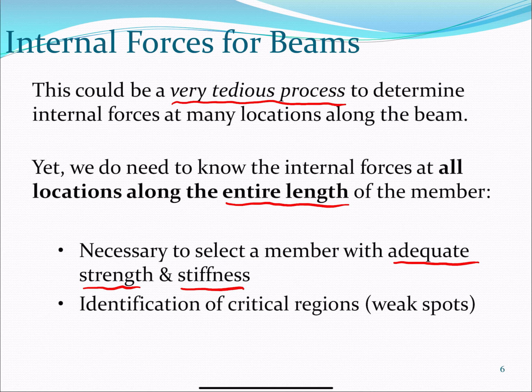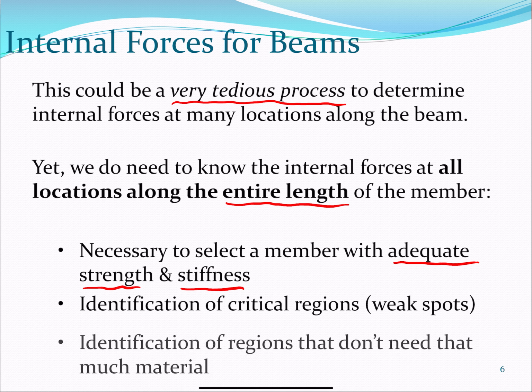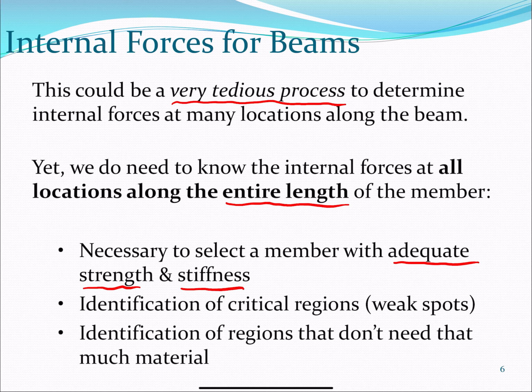So this is the second aspect: identification of critical regions, weak spots, regions of the beam or the member that have very high internal forces. If we cannot identify or find them, we are going to potentially have a weak spot in our beam, or maybe we are using too much material, and then the beam is going to be very expensive, very safe, but very expensive.